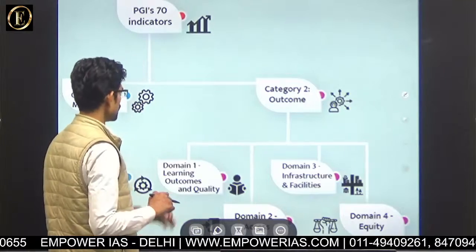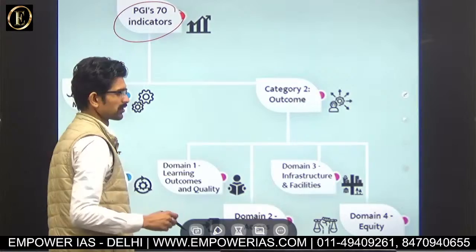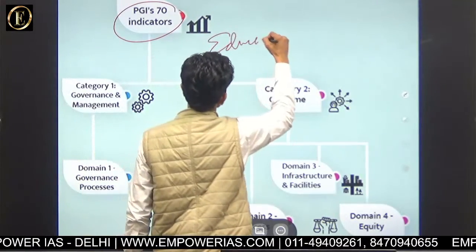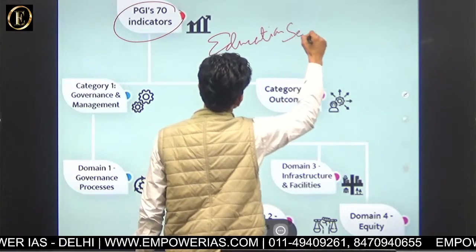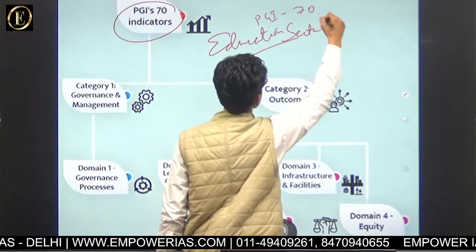So we see that we are having PGI 70 indicators. Now coming to the school and education sector, we have the PGI 70 indicators हैं हमारे पास.